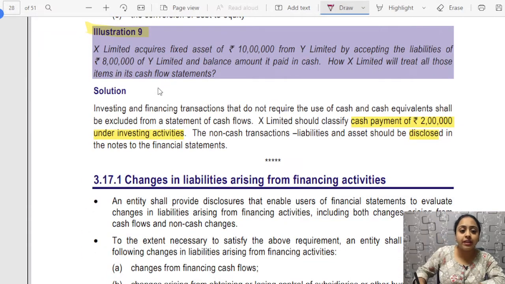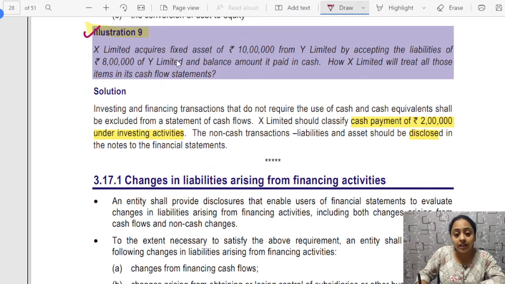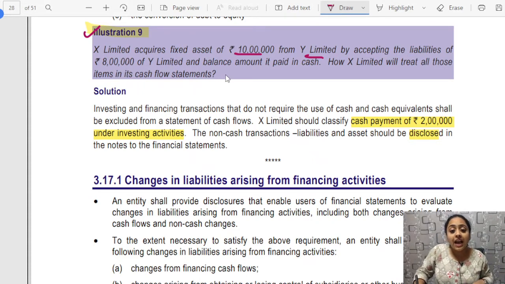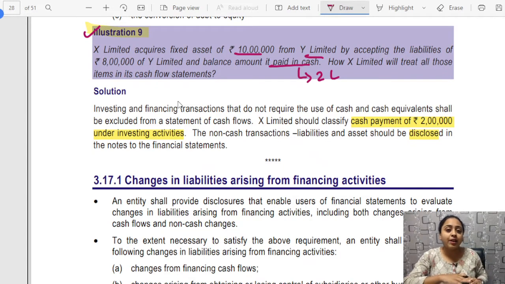See, illustration number 9. X Limited acquires a fixed asset of rupees 10 lakh from Y Limited by accepting liabilities of rupees 8 lakh. They have accepted 8 lakhs liability, and the balance amount has been paid in cash, that is rupees 2 lakh. The cash outflow is only 2 lakh and the rest 8 lakh is the liability portion. How will X Limited treat all those items in the cash flow statement? Since the asset and liability will not be recorded in the cash flow statement, only the outflow of 2 lakh will be recorded under the investing activity head.